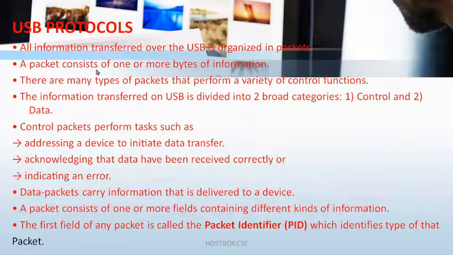Let's go for USB protocols. All information transferred over the USB is organized in packets. Remember, a packet consists of one or more bytes of information: information 1, 2, 3 and so on. There are many types of packets that perform a variety of functions called control functions. The information transferred by USB is divided into two parts: one is called control and the other data.